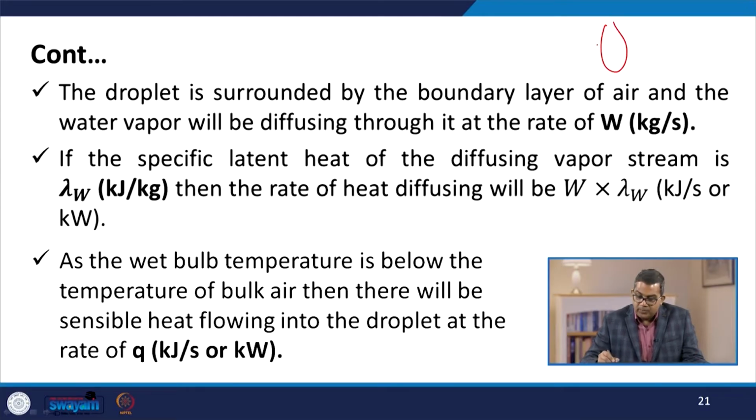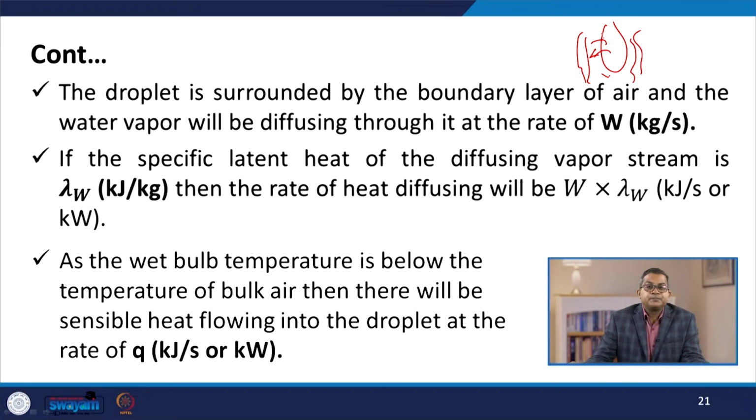So, the two mechanisms, that is mass and heat transfer, usually take place. Now, the mass of air is usually very much greater than the mass of water. Therefore, it may be assumed that no change occurs in the air condition. Now, the droplet is surrounded by a boundary layer of air, and the water vapor will be diffusing through it at a rate of, say, W kilogram per second. This is the droplet, surrounded by this current of air.